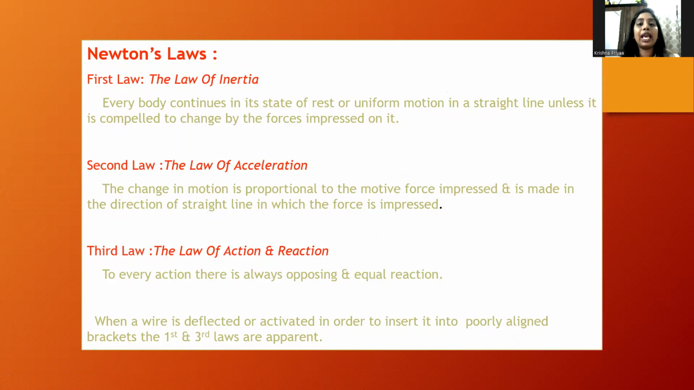So we now come to the end of biomechanical concepts, and you should always remember Newton's laws. The first law is the law of inertia.